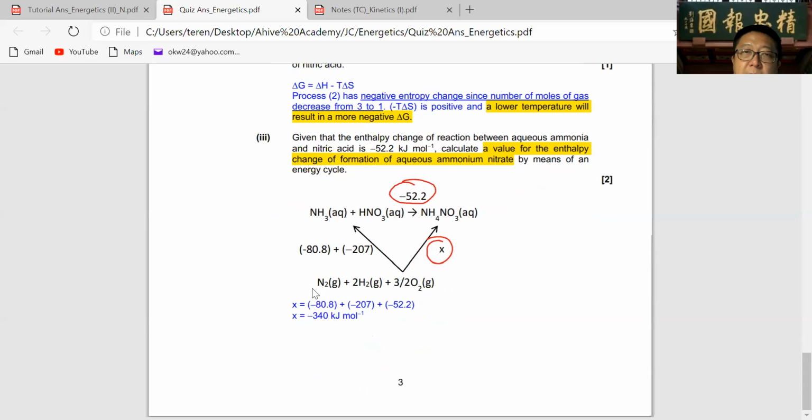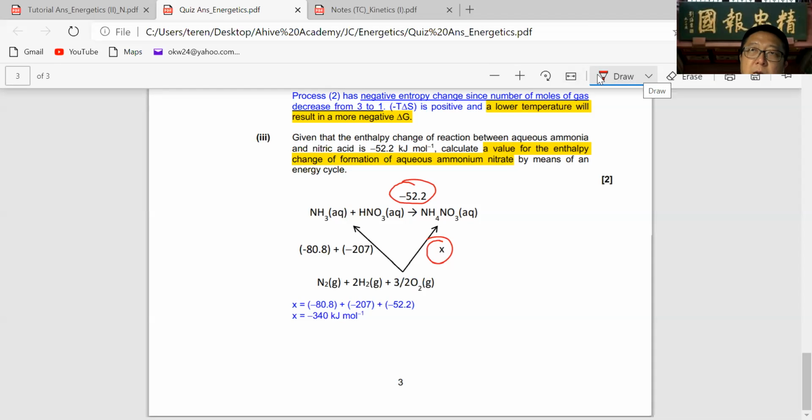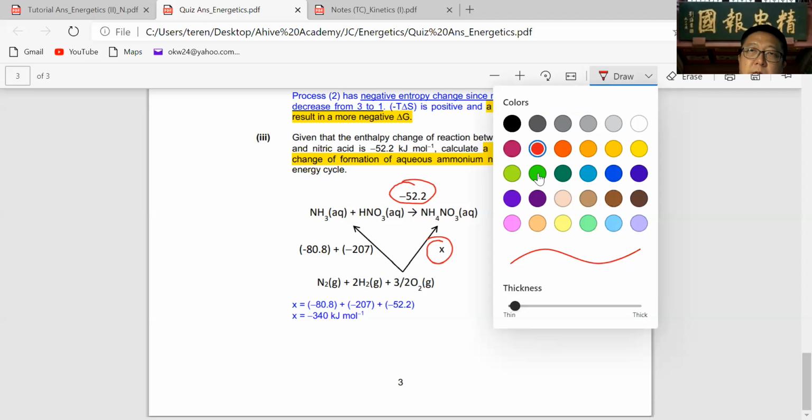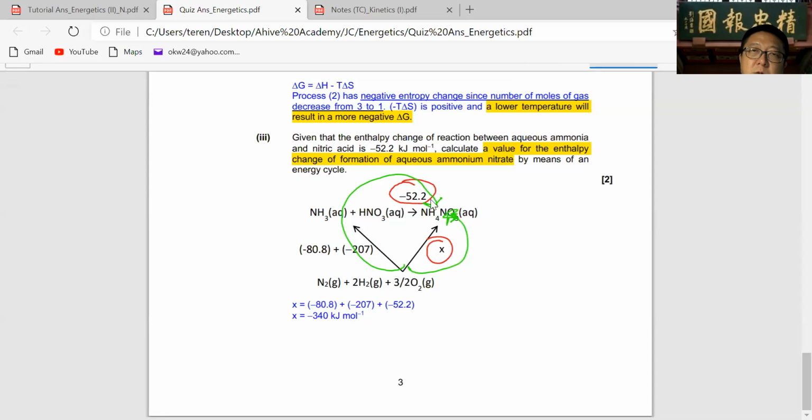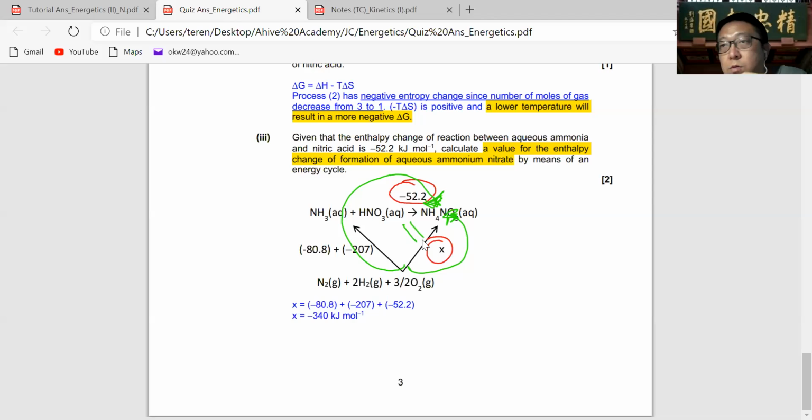So you can solve by Hess's law. By Hess's law, you can see, green color, from here to here is the same as from here to here. Clockwise equals anti-clockwise. So these two are the same. Follow the arrow. Follow the arrow.